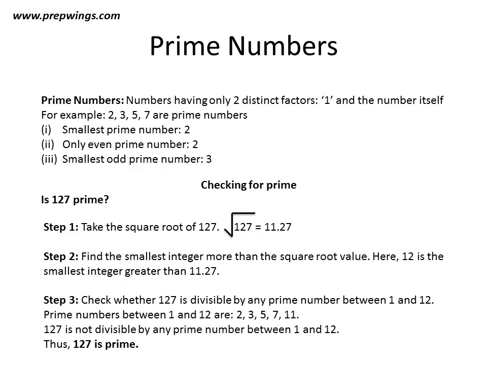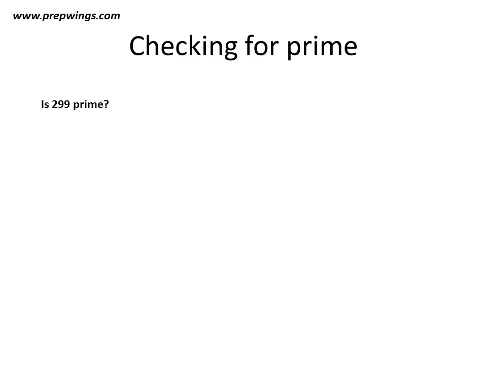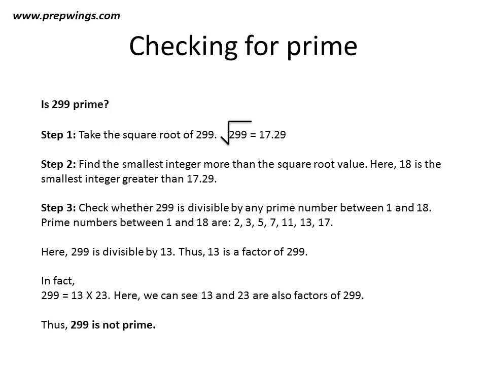Okay guys, so these are the three steps that are required to check if a number is prime or not. Now we'll do two more examples following these three steps. In the next example we have to check 299 as the number. Is 299 prime or not? Again we'll follow the same three steps. In step 1 we take the square root of 299, which is 17.29. Then we find the smallest integer which is more than 17.29, which is 18. In step 3 we take all the prime numbers between 1 and 18 and check whether 299 is divisible by any one of them or not.